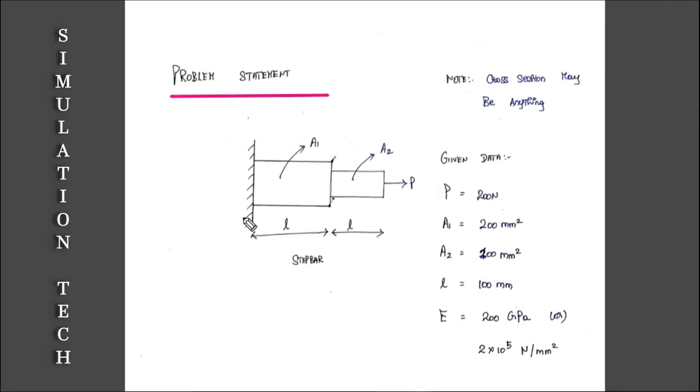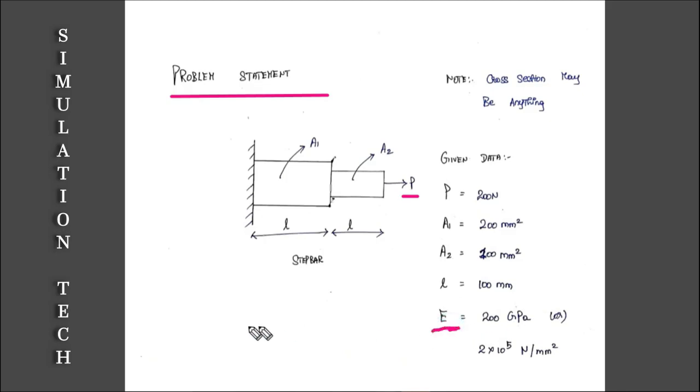You can see it's a step bar, which has one fixed support at one end, so it's called a cantilever beam. At the other end there is a load P, its length is L, and area A1 and area A2 are already given. They have given the P value, A1, A2, the length L, and E.